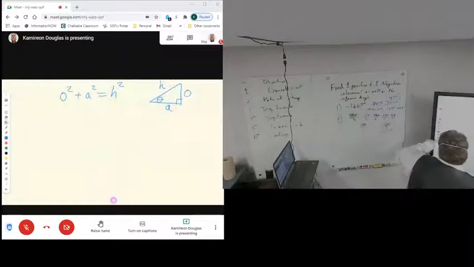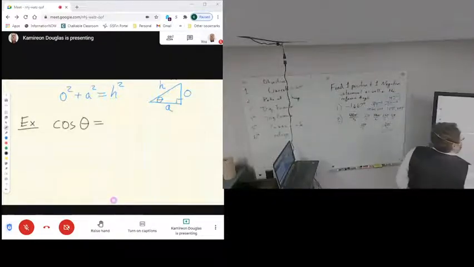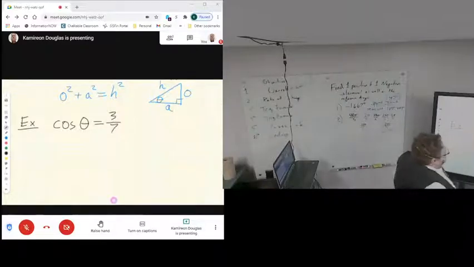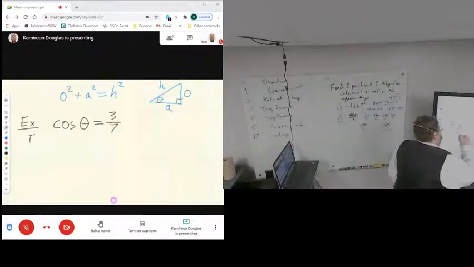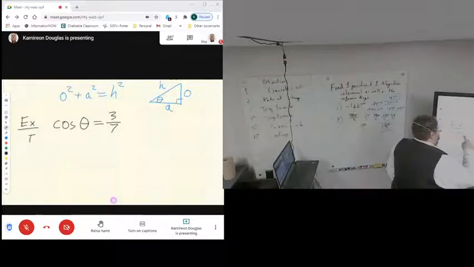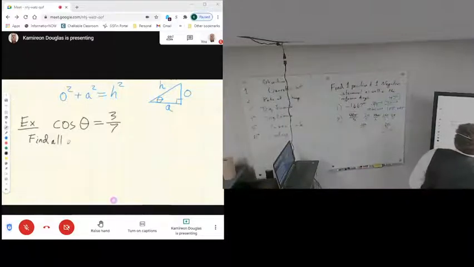Example. I have the following problem. Our first example on the day. We know that cosine of theta is equal to 3 over 7. And I tell you to find all other trig functions. Find all other trig ratios.